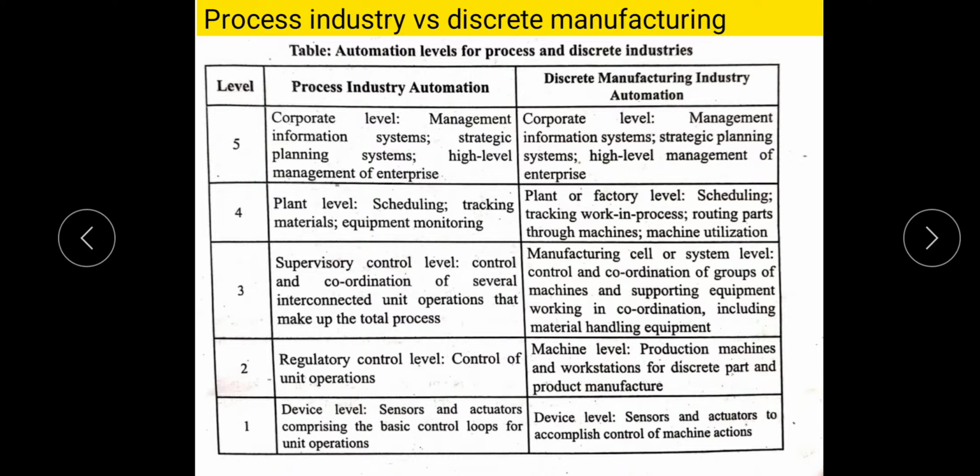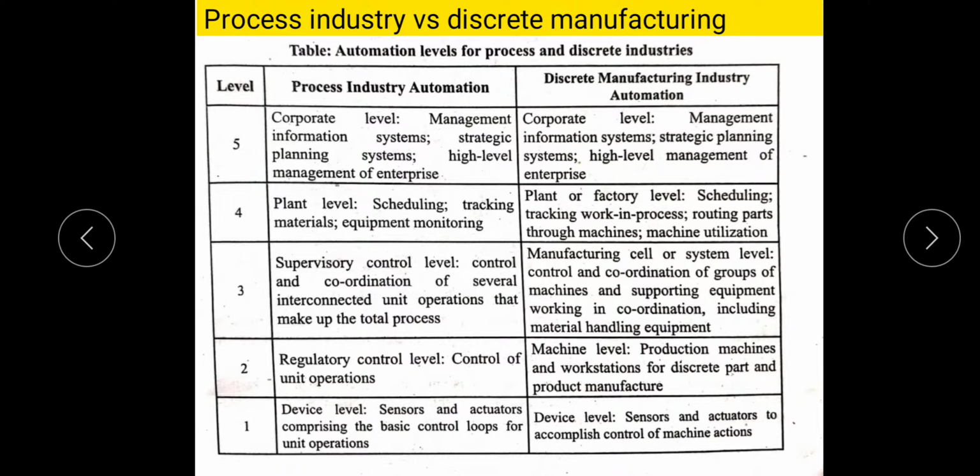Coming to level 4, in the process industry automation, a plant level, which is plant level scheduling, tracking materials and equipment monitoring. Coming to the discrete manufacturing automation, the plant or factory level, which is the fourth level in discrete manufacturing automation: scheduling, tracking work in process, routing parts through the machines and machine utilization.